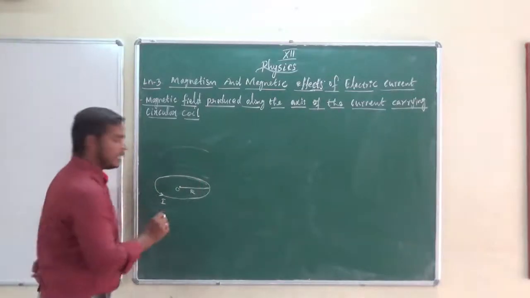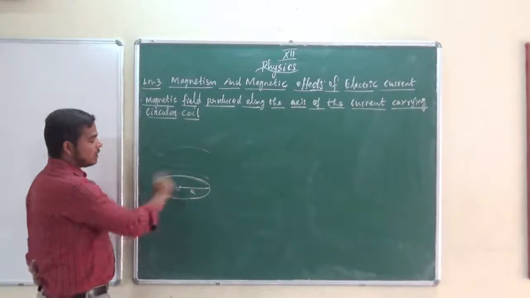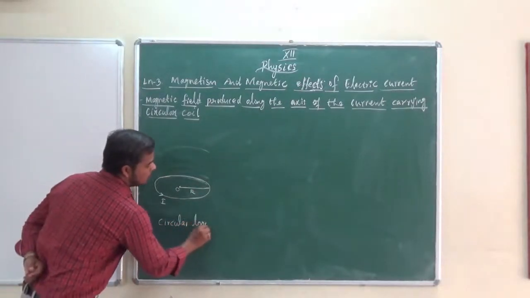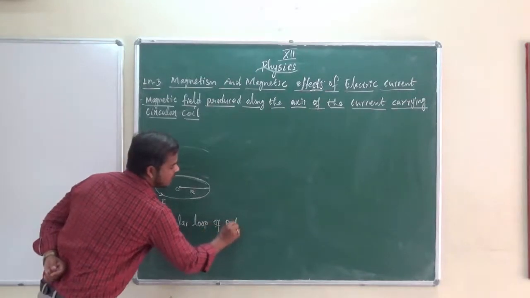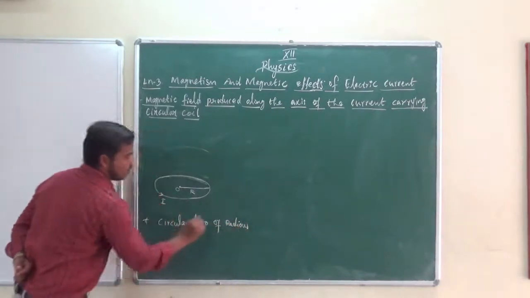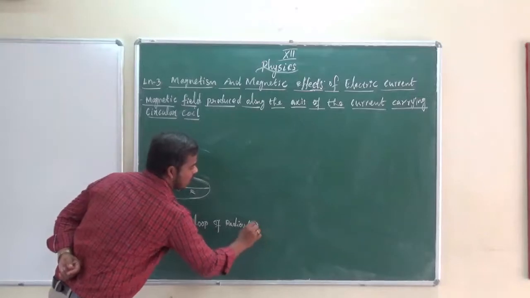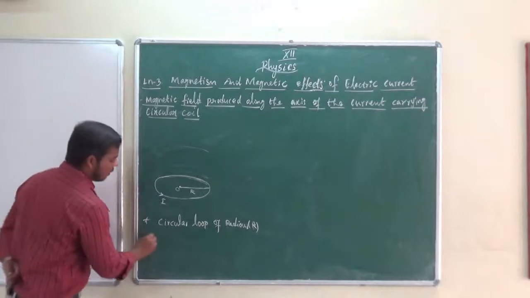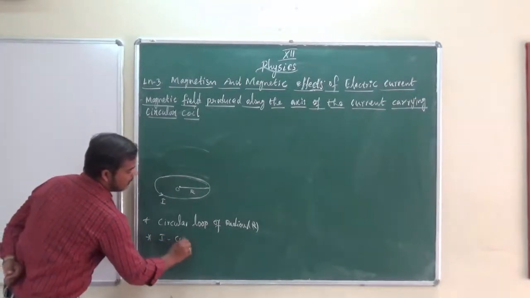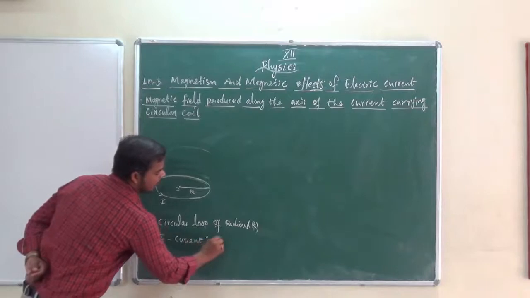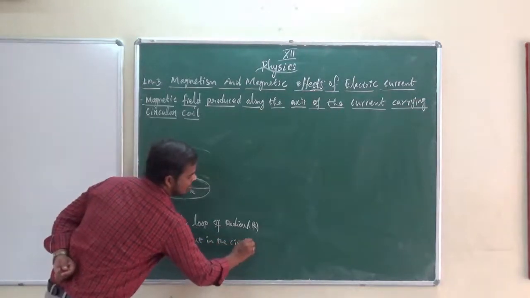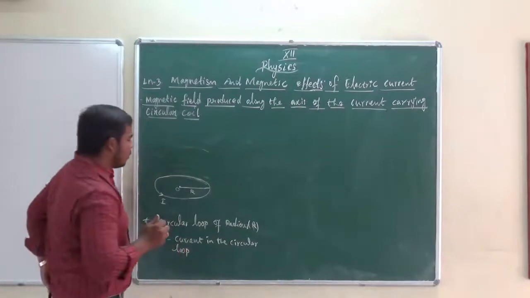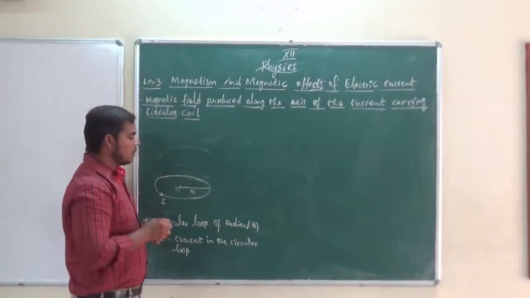So we have to write the sentence. A circular loop of radius R. R denotes the radius of the current carrying circular loop. What is I? Current in the circular loop. We have to find what we are.